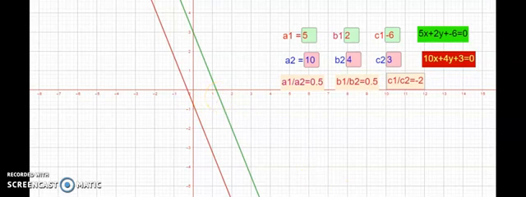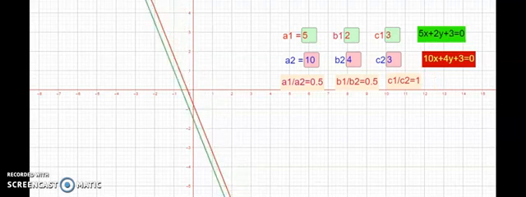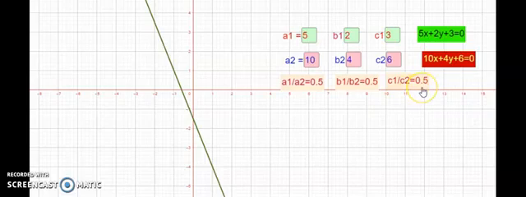Let us try to change the ratio c1 by c2 also as 0.5. For that, let me change the values of c1 and c2. So let us make c1 some 3, and now we should have c2 as 2 times of 3, that is 6. Let us change and see that. Yes, you can observe that the ratio c1 by c2 is also equal to the other two ratios right now. All the three have 0.5 as a ratio of the coefficients.